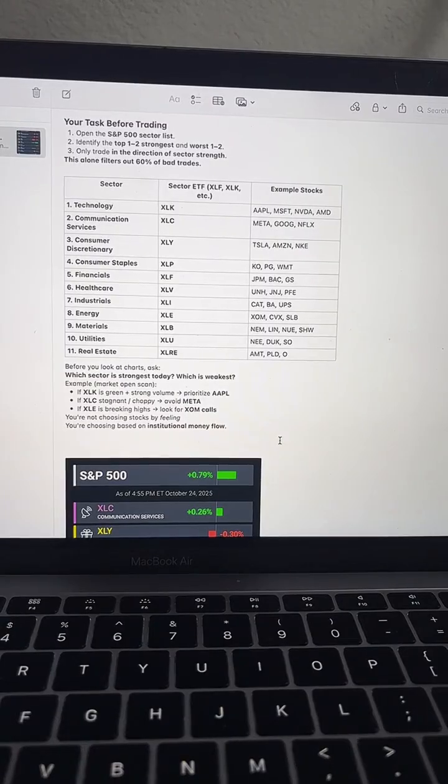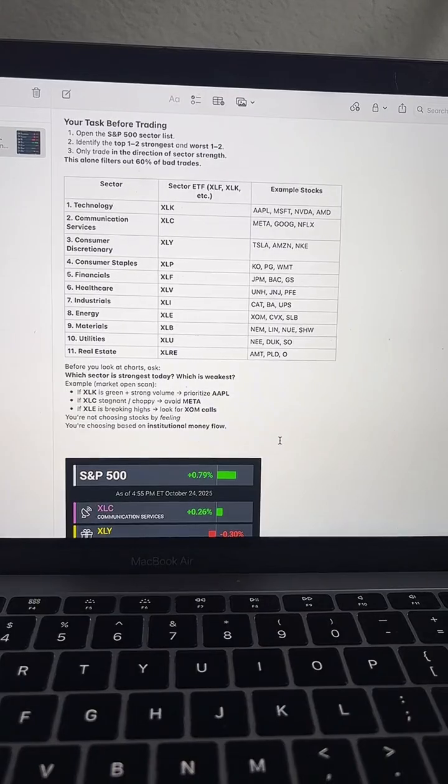Now before you actually pick your stocks and look at your charts, you want to say which sector is strongest today and which is weakest. If XLK is green with strong volume, you prioritize Apple, for example. If XLC is stagnant and choppy, you want to avoid stocks such as Meta. If XLE is breaking highs, you want to look to play calls on stocks like ExxonMobil. You don't choose your stocks by what you're feeling. You're choosing based on institutional money flow, where the money is flowing.